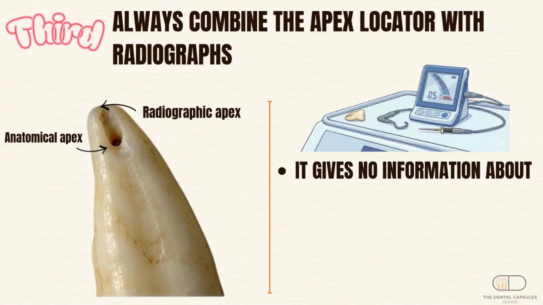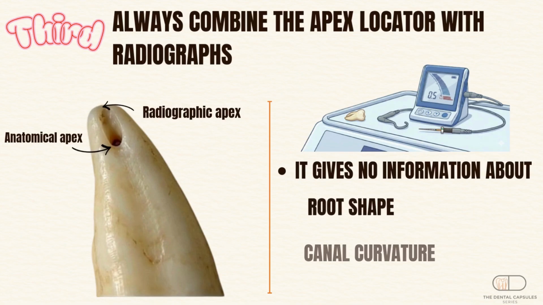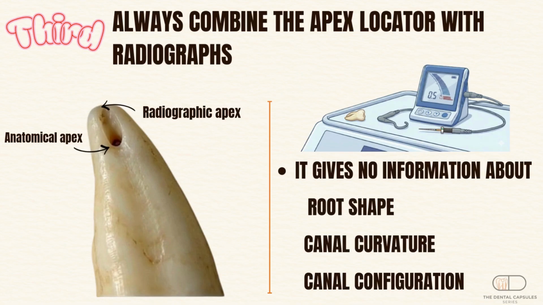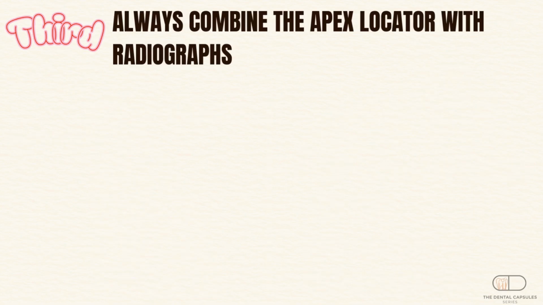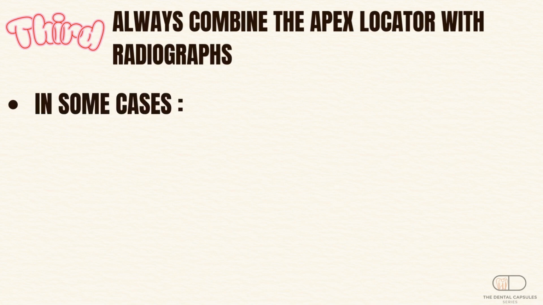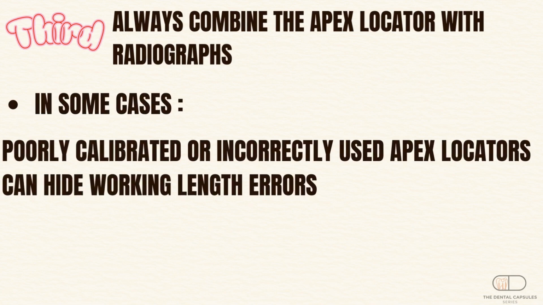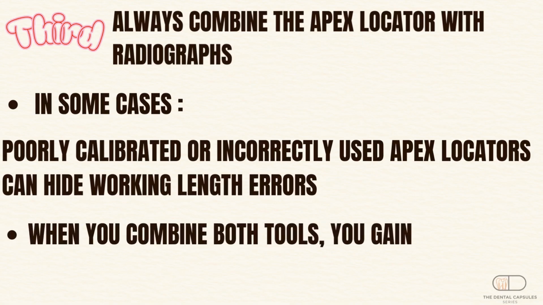It gives no information about root shape, canal curvature, or canal configuration. And in some cases, poorly calibrated or incorrectly used apex locators can actually hide working length errors. When you combine both tools, you gain accuracy, safety, and confidence.